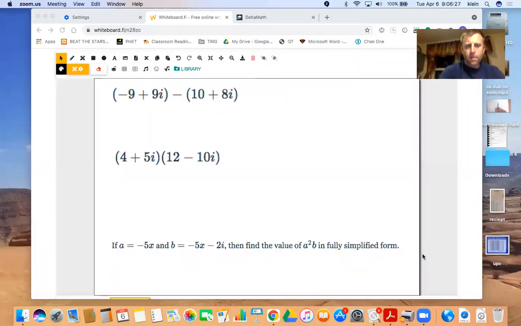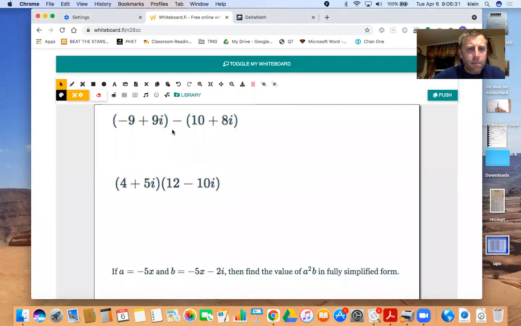Okay, I was going to go through how to do these three types of problems on this Delta Math here. So the first type is adding and subtracting. All you've got to do there is combine like terms, but if it's minus, you need to distribute that minus to both of these.